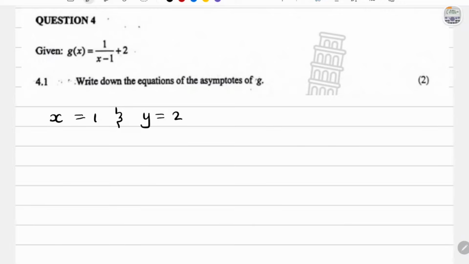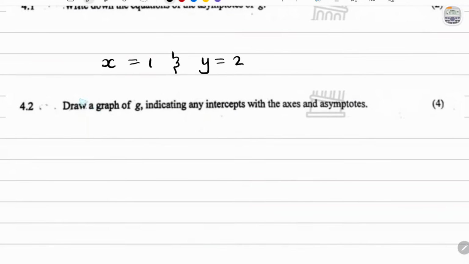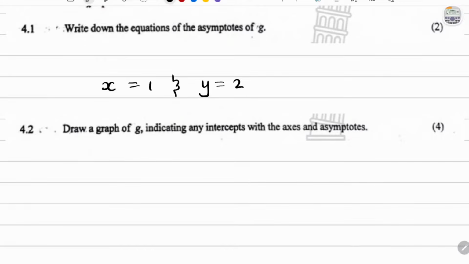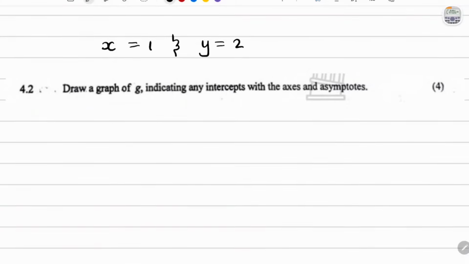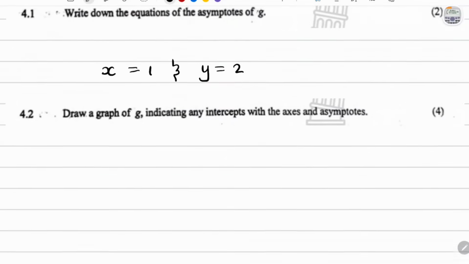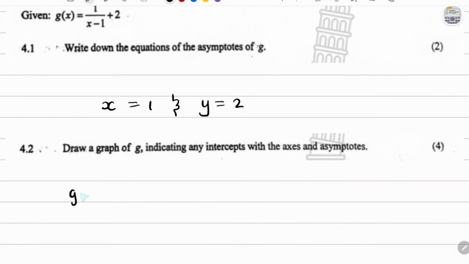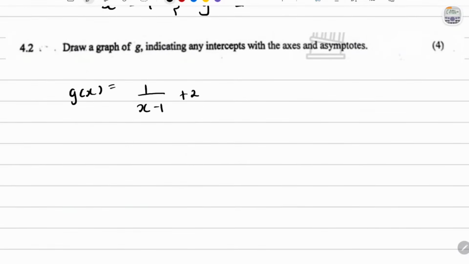Moving on to the next question. 4.2 says, draw the graph or a graph of g indicating any intercepts with the axes and the asymptotes. So we already have the asymptotes. To draw the graph, we just need our intercepts. So let's go ahead and find those. So our equation is g of x is equal to 1 over x minus 1 plus 2. So first of all, we can go ahead and find our x-intercept.